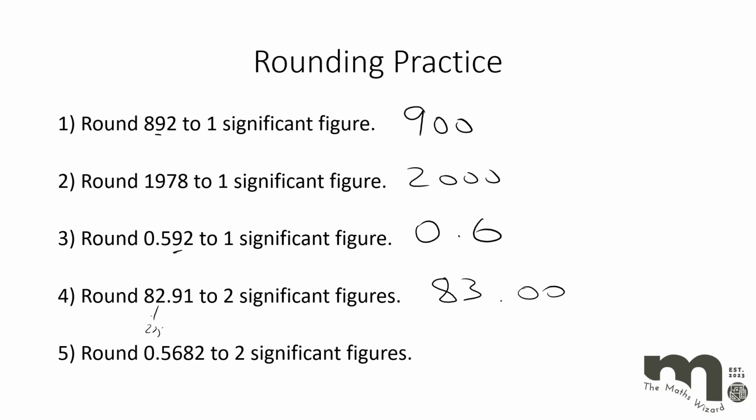Now be really careful here with decimal numbers. Make sure you are rounding to two significant figures, not two decimal places. That's where sometimes people get a bit confused. And this one finally down here will be 0.57 for that one just there.